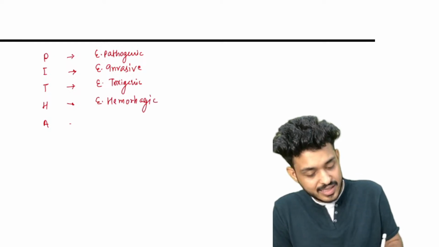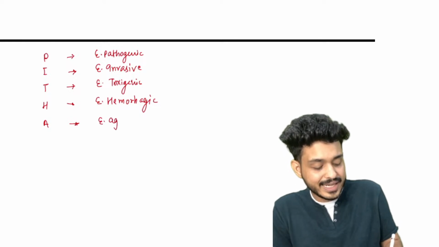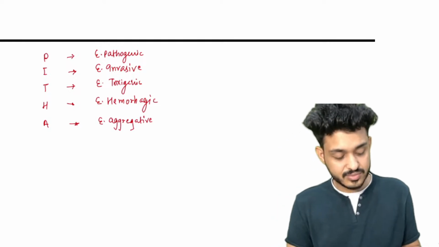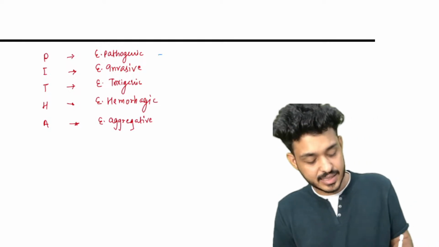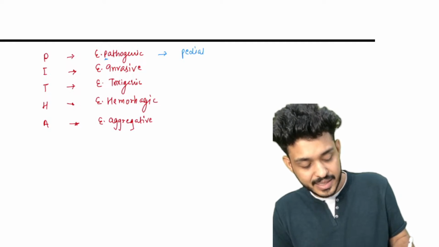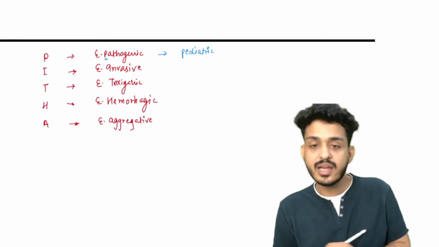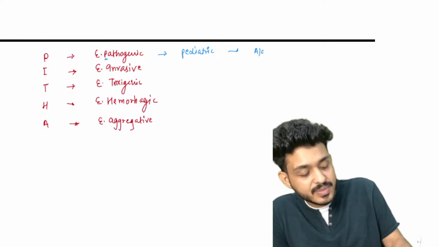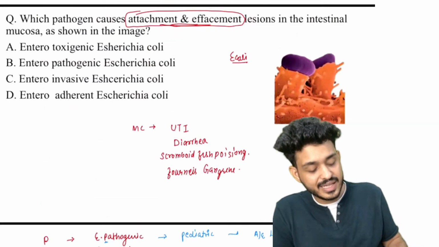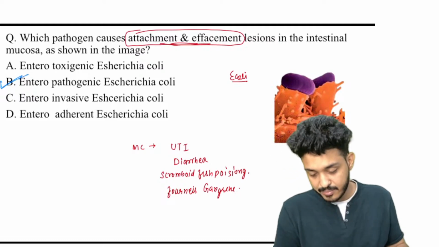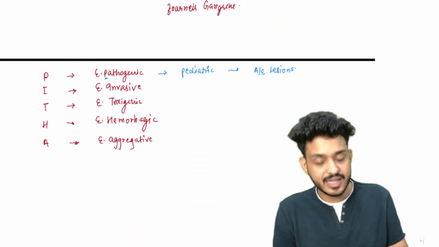And lastly we are having enteroaggregative. So what are the important causes? What are the important diseases? Let's discuss. Pathogenic, just remember P for pathogenic, it will be causing diarrhea in pediatric age group patients. In those pediatric age group patients, you will be finding attachment and effacement type lesions. So your answer here will be enteropathogenic.